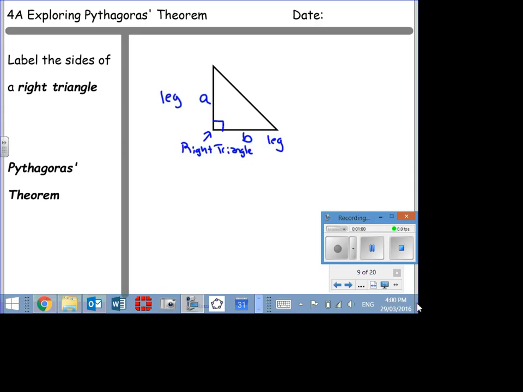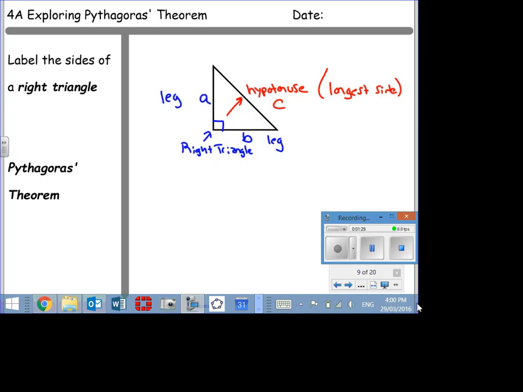And then there's one side that is not a leg, and that is across from the 90-degree angle, and that is your hypotenuse. Hypotenuse is also known as the longest side, which is what we figured out when we measured some of the right triangles in class, okay? But our hypotenuse is the longest side, and a lot of times we use the letter C to represent your hypotenuse, especially in Pythagoras' theorem.